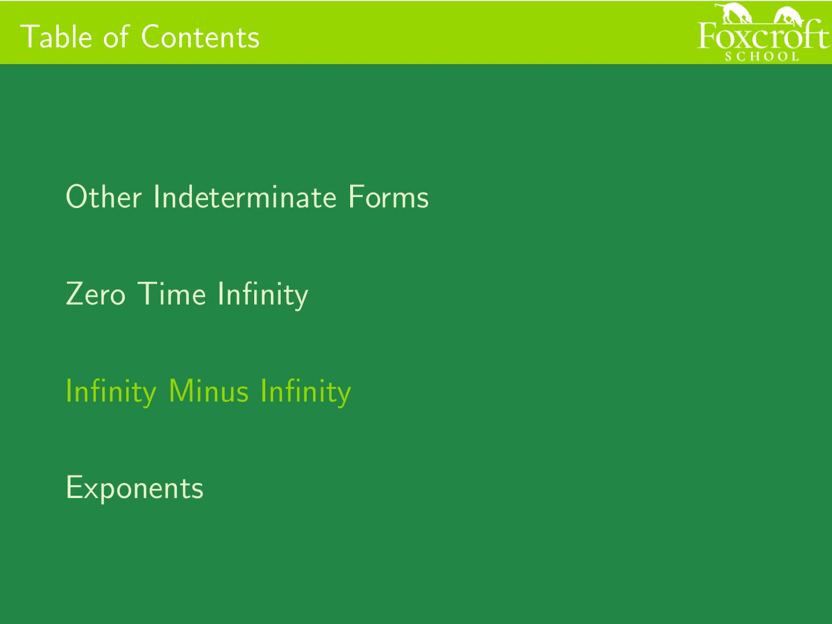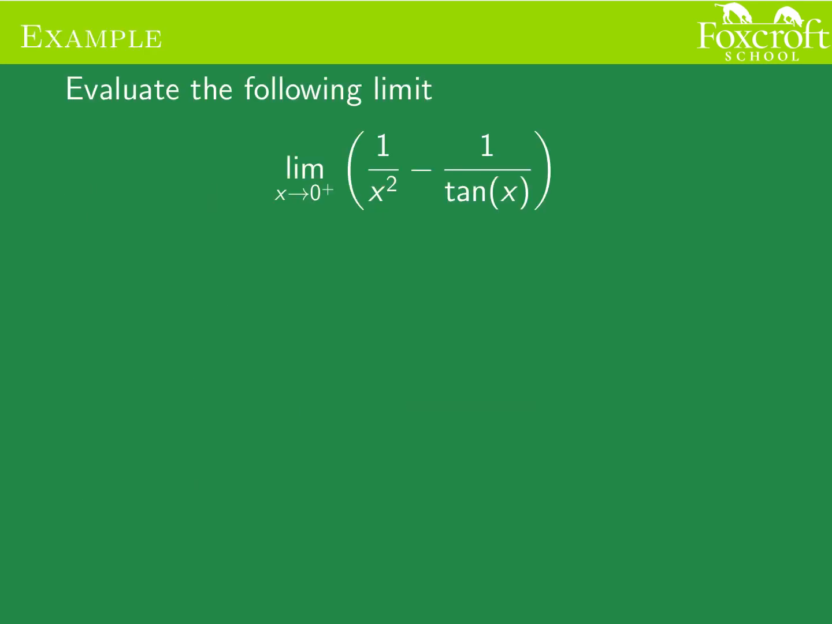So now we'll look at the second indeterminate form, which is an infinity minus an infinity. All these ones are going to be pretty similar, so we're just going to end up doing one example for this. We're going to evaluate this limit. If I plug in 0, the first part I get 1 over 0. 1 divided by a really small number gives me a really big number, so this is going to give me infinity.